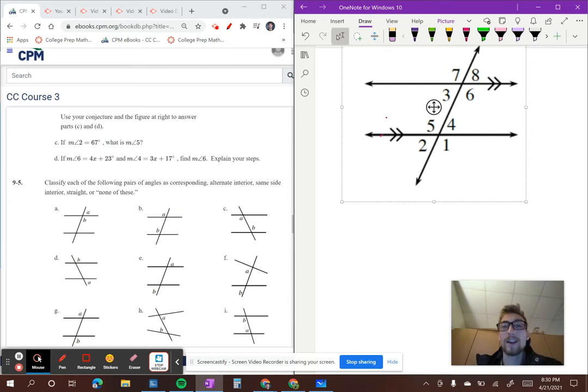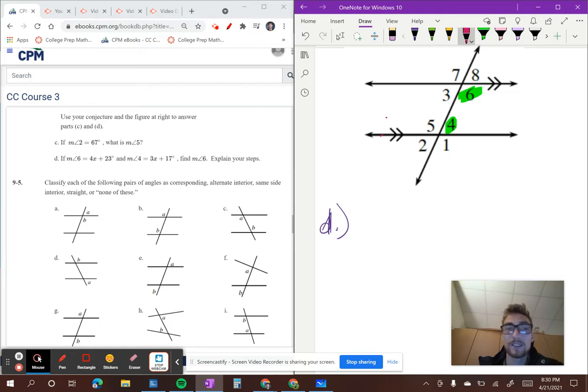All right, everybody, we're back, and we're going to quickly take a look at that last problem, D, because I'm sure it was maybe a little difficult to set up. And so we're going to be looking at angle 6 and the measure of angle 4. And let's say that the measure of angle 6 is 4x plus 23. And the measure of angle 4 is 3x plus 17.